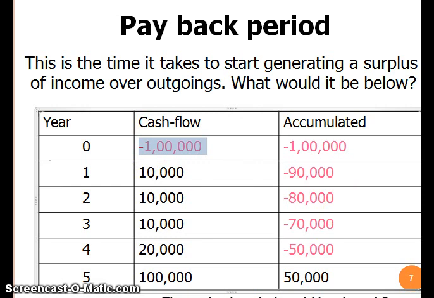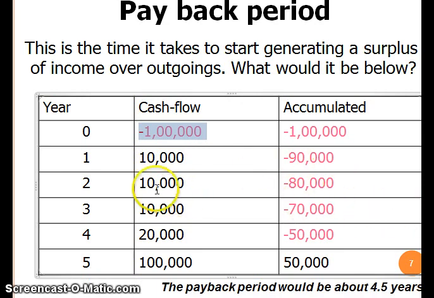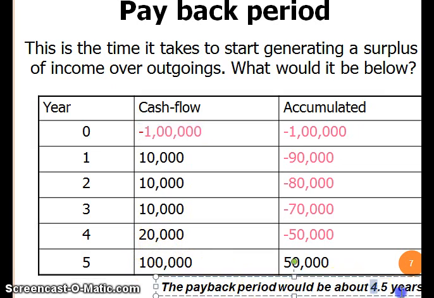So for this particular project it is 4, and only in the 5th year you can pay, which means in 4.5 years you can pay back your initial investment. So you need to select a project which has a lower payback period. Payback period should be less.